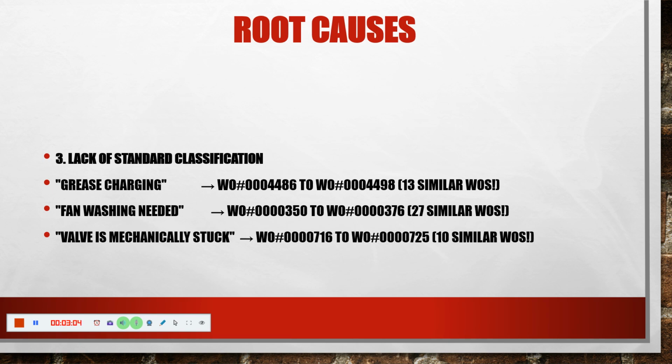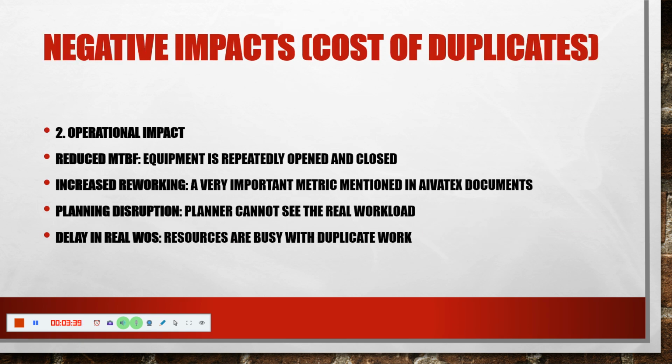The third reason that we have duplicated work orders is a lack of standard classification. We have to use some factors and items to classify our work orders in our system. The most important factor can be failure groups. By failure groups, we define a standard classification under our work orders in our systems.